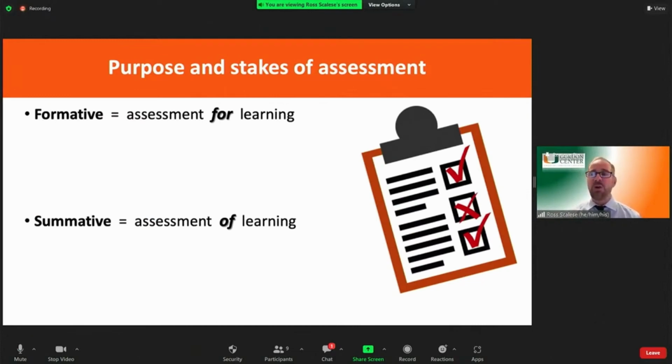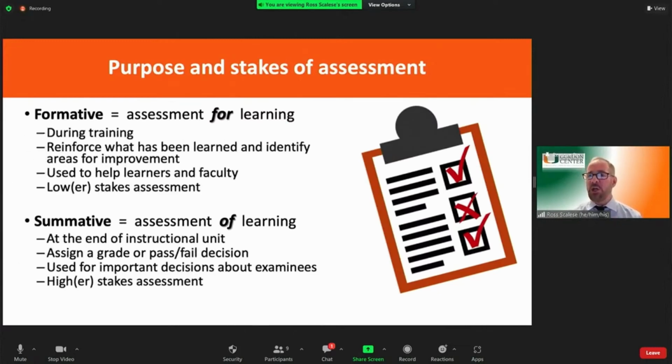Formative assessment, meaning assessment for learning, versus the traditional role that assessment used to play more of, which was assessment of learning. Formative assessments usually occur during training. They reinforce what has been learned and try to identify areas for improvement. They're used to help the learners and the faculty with the ultimate goal that our learners improve. And therefore, the results of a particular formative assessment are generally lower stakes. Whereas summative ones at the end of an instructional unit, which may assign a grade or determine whether you pass or fail or graduate or not, those are generally more impactful decisions for the examinees, and we often refer to those as more high-stakes assessments.